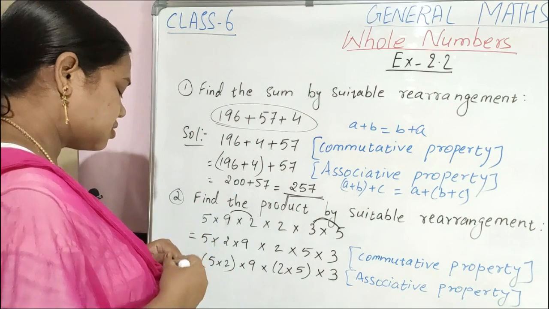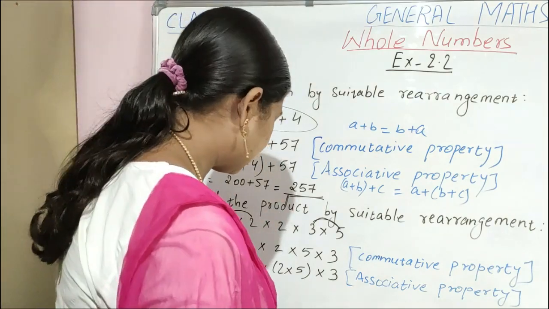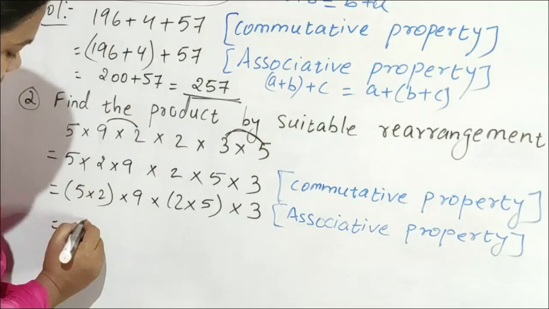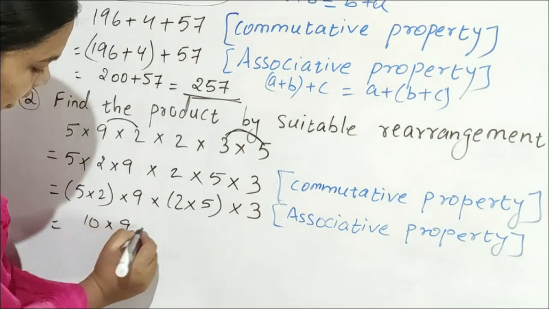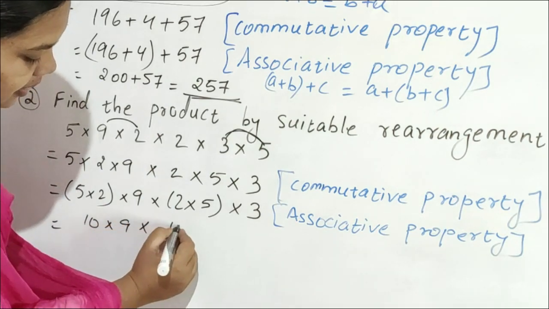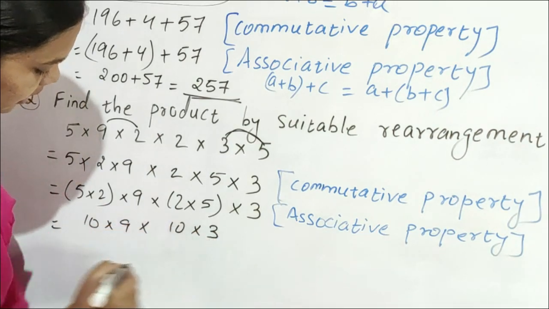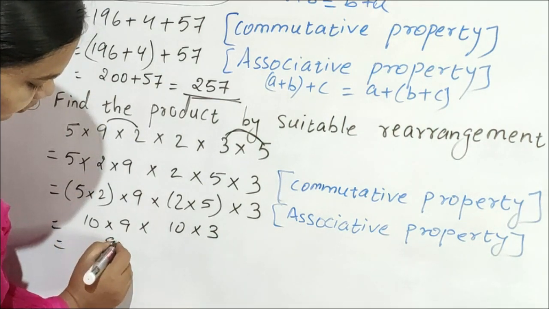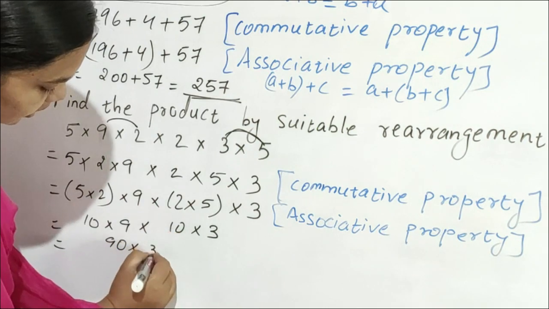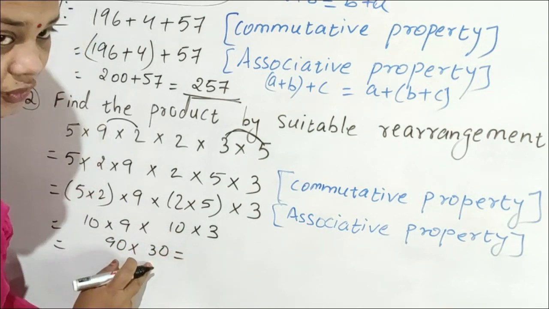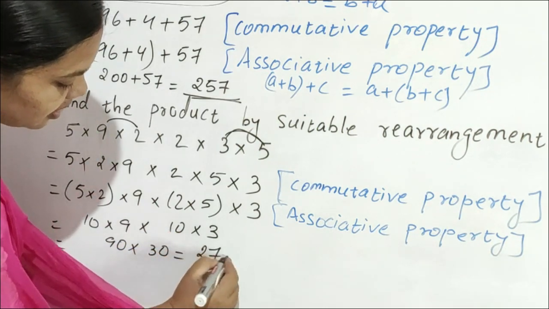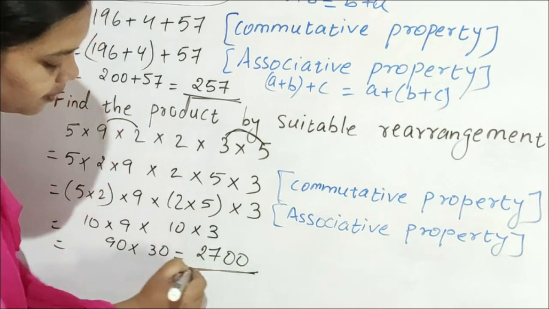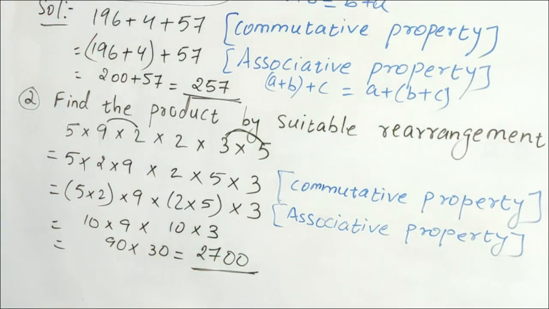Okay children, associative property. Now find the sum. 5 into 2, 10 into 9 into 5 to the 10 into 3. Okay. So 10 into 9, 90 into 10 into 3, 30. 9 into 3, 27. So it is 2700 is your answer. Clear children?